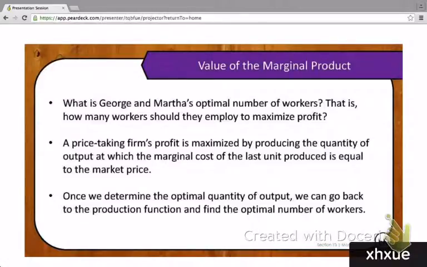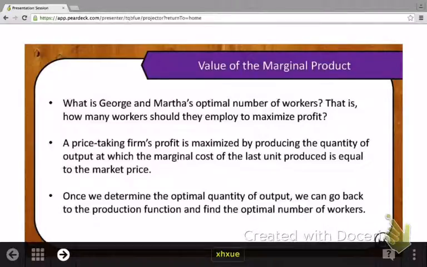Well, if this is a perfectly competitive market, it's a price taker, and a price-taking firm's profit is maximized by producing the quantity of output at which the marginal cost of the last unit produced is equal to the market price. Once we determine the optimal quantity of output, we can go back to the production function and find the optimal number of workers.